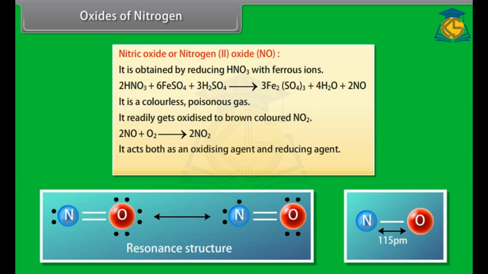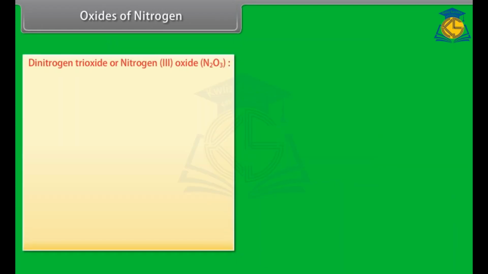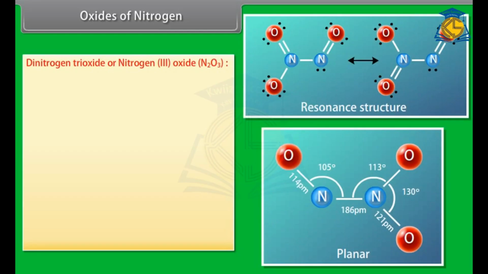It acts both as an oxidizing agent and reducing agent. It is a neutral oxide and paramagnetic. Dinitrogen trioxide or nitrogen 3 oxide.